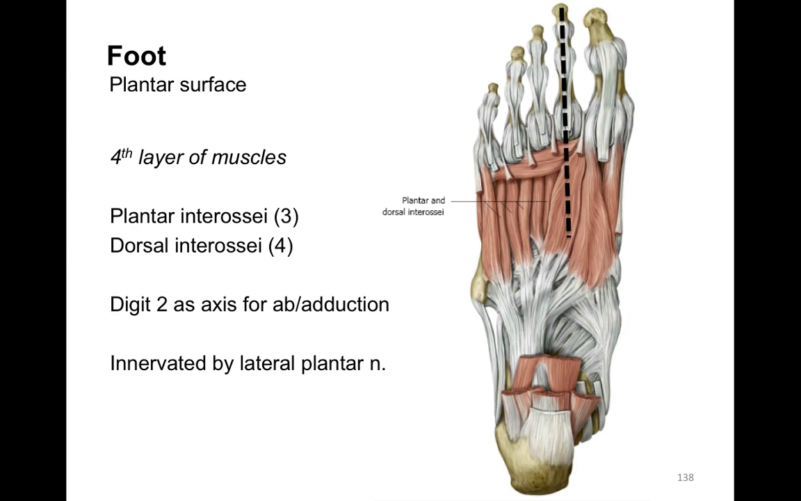Now, these muscles have the role of abducting and adducting the toes, and instead of using the 3rd digit like we did in the hand for the axis of this motion, it is now the 2nd digit of the foot, the 2nd toe, that is used as the axis defining abduction and adduction. So anytime a toe moves toward the 2nd digit, that is adduction, and anytime a toe moves away from the second digit, that is abduction. The dorsal interossei and plantar interossei are innervated by the lateral plantar nerve.